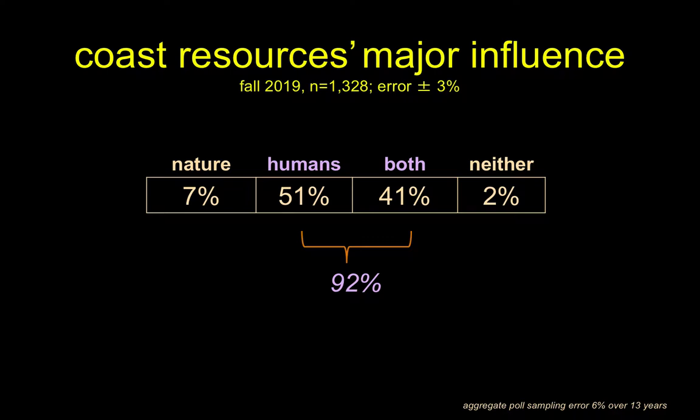And 92% of the public say that humans are at least as important as nature, if not stronger than nature. So that tells you that the vast majority of our community sees ourselves as a major structuring force, right? Sometimes when we read the media, some people say, well, who knows what's going on? No, most people know what's going on. They know that we have a strong influence on that.